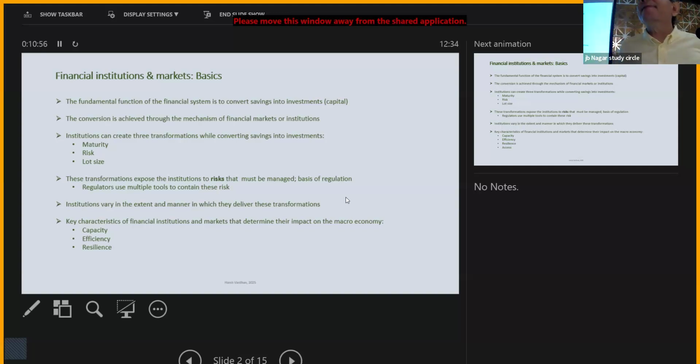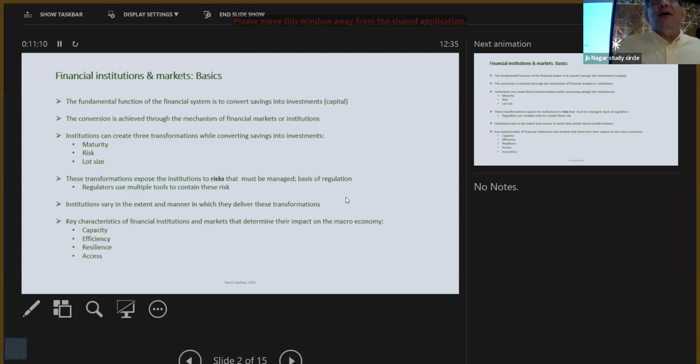RBI does this stress test. Yeah, it does the stress test. True. That's aimed towards understanding the system's resilience, that under a worst case scenario, what will happen to the banking system and so on. Correct.